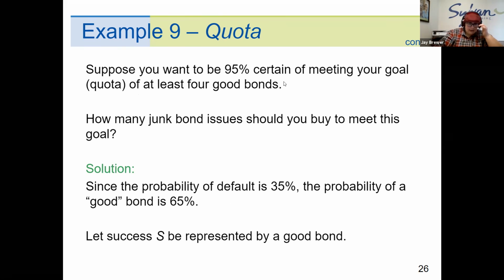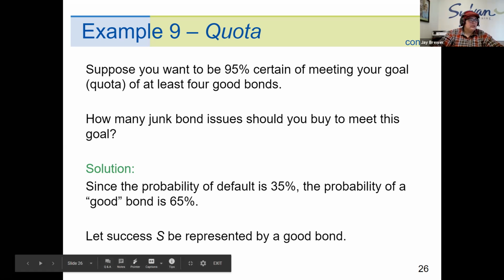Suppose you want to be 95% certain of meeting your goal quota of at least 4 good bonds. How many junk bond issues should you buy to meet this goal? So go ahead and take a look at that.